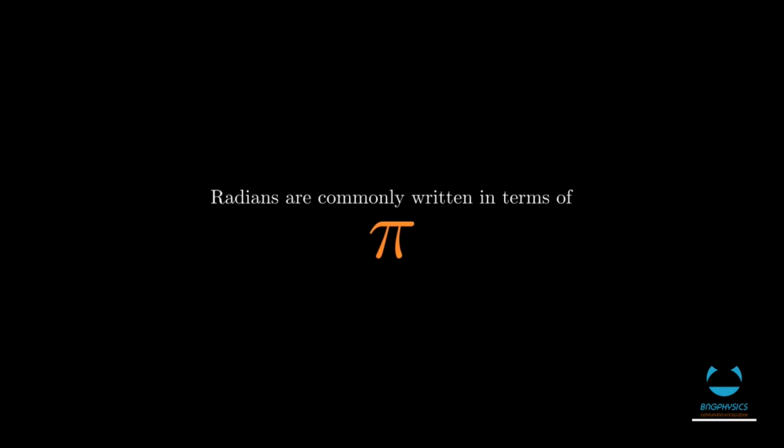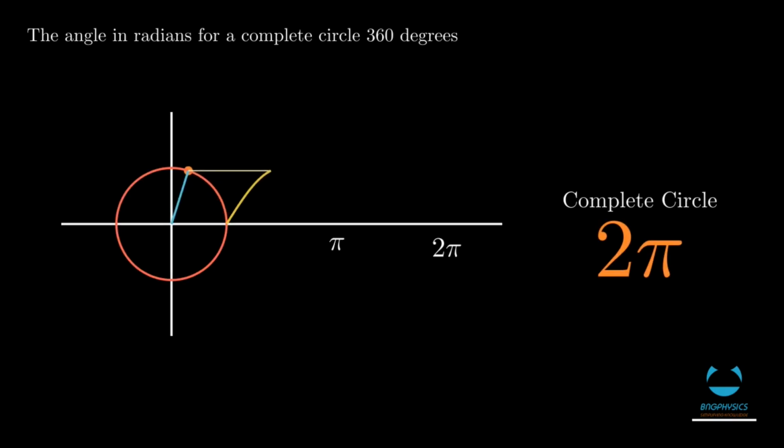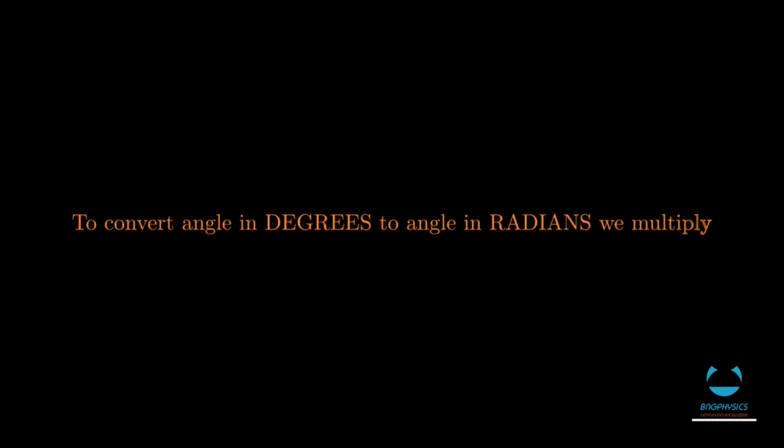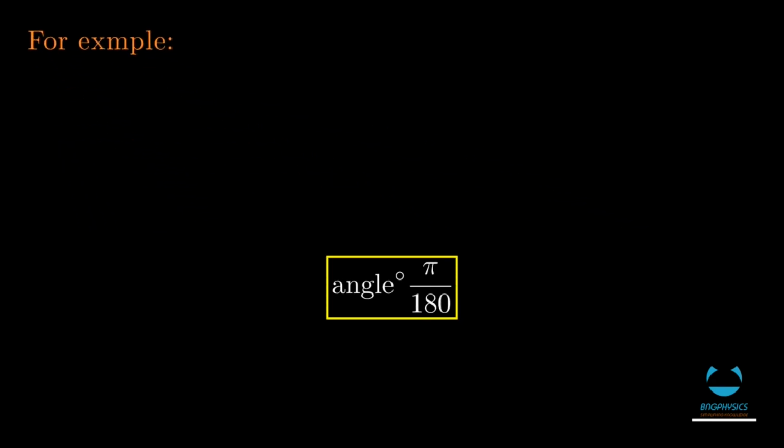One notice that I should highlight here is that radians are commonly written in terms of pi. The angle in radians for a complete circle is equal to 2 pi r over r, which is equal to 2 pi. To convert an angle in degrees to an angle in radians, we multiply the angle in degrees by pi over 180.